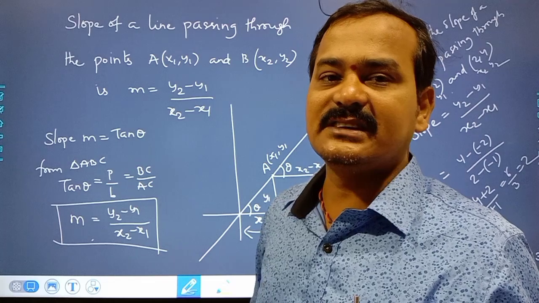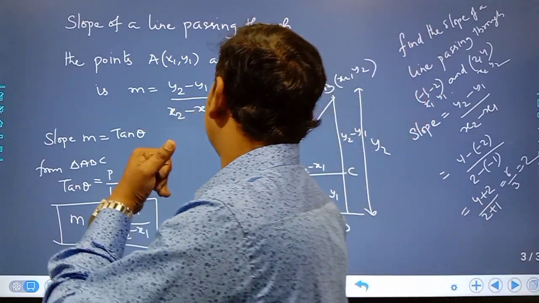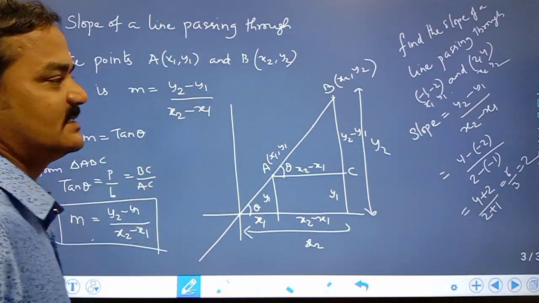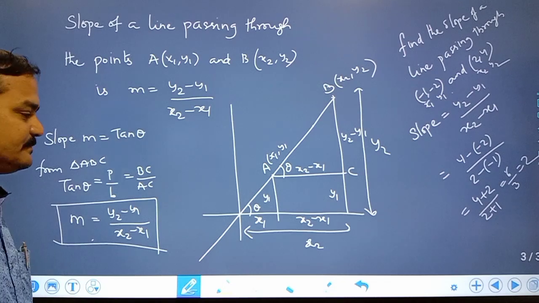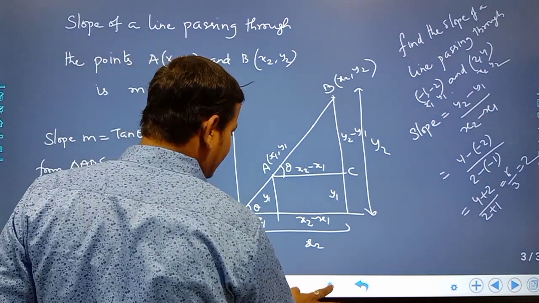Next we discussed how to find the slope of a line when it passes through two points.